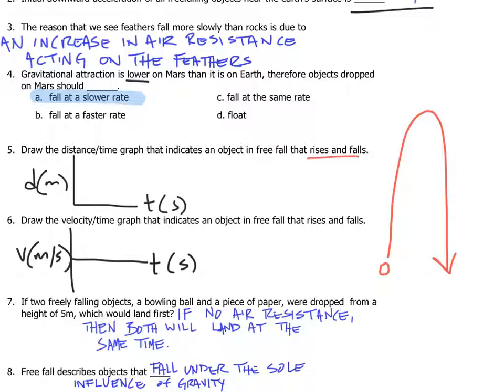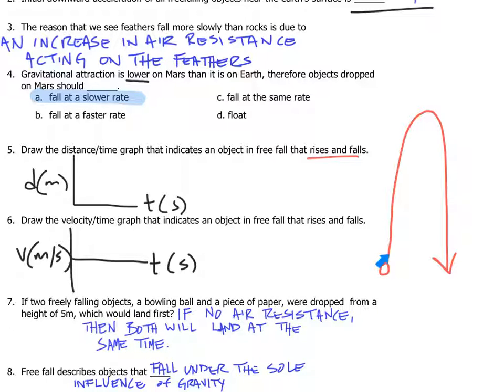Okay, well, as it moves upwards, it starts to slow down until it reaches its highest point, where it changes direction and comes back down in an increasing speed in a negative direction. So what does that look like on a distance time graph?